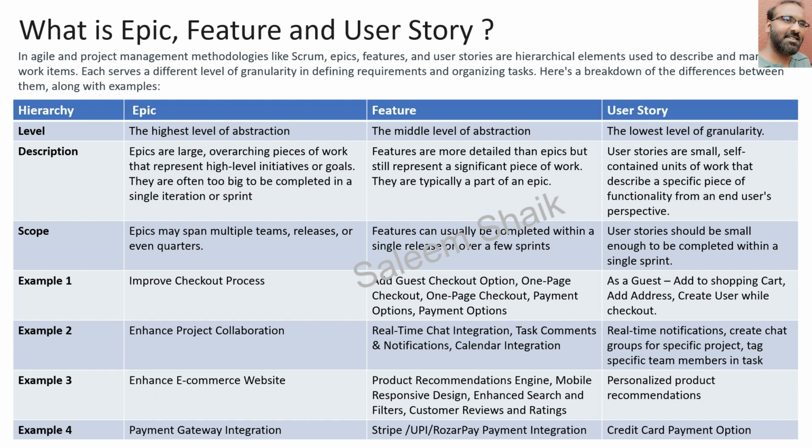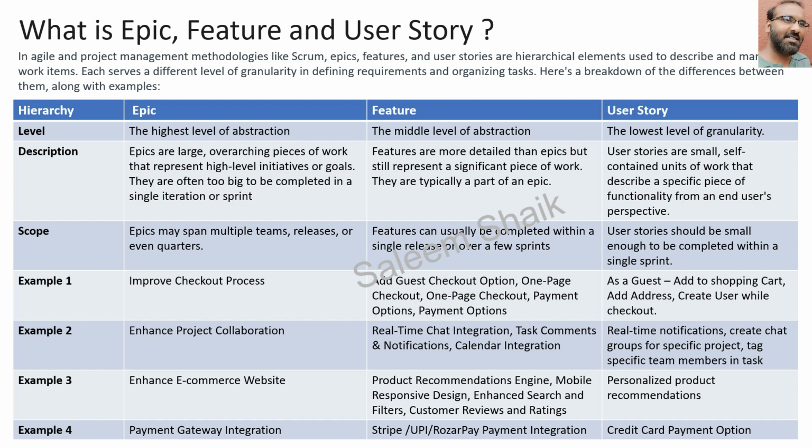If you observe this table, with an example as well, epic is a high level of abstraction. It's a high level work item. It is a big, large requirement, you can say. Feature is a middle level of abstraction, a middle level work item. It is not a very large requirement, it's somewhat a medium level requirement. When it comes to the user story, it is the lowest level of granularity, which needs to be completed within the sprint.